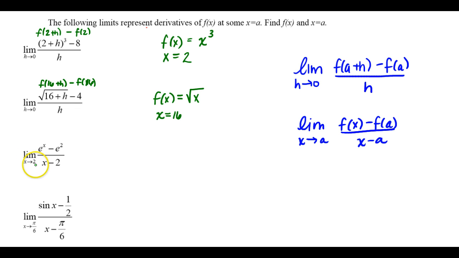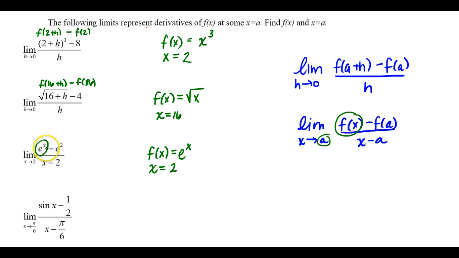Well, if you were to recognize this as a derivative, then the a value is also really easy to find, because that's just the number that x is approaching in the limit setup. So in this case, my a value is 2. And then this might just be even easier because the function f of x that I'm in search for is exactly in the top left corner. So f of x is just e to the x.